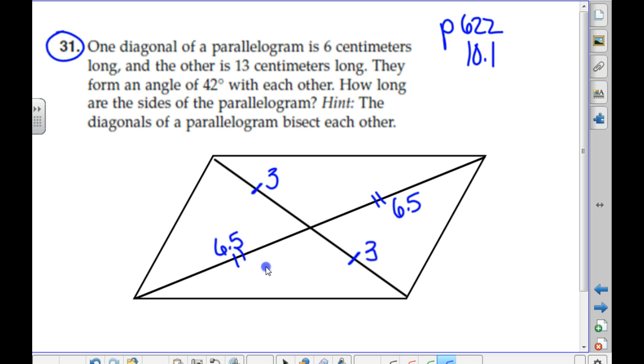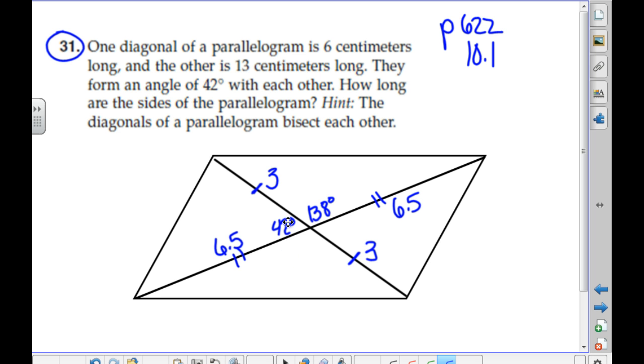All right. And they form a 42-degree angle. Well, that's either this angle or this angle. I'm going to go with the smaller, acute-looking one here. This one would be 138. Did I do that right, guys? I assume so. Yeah, you did.